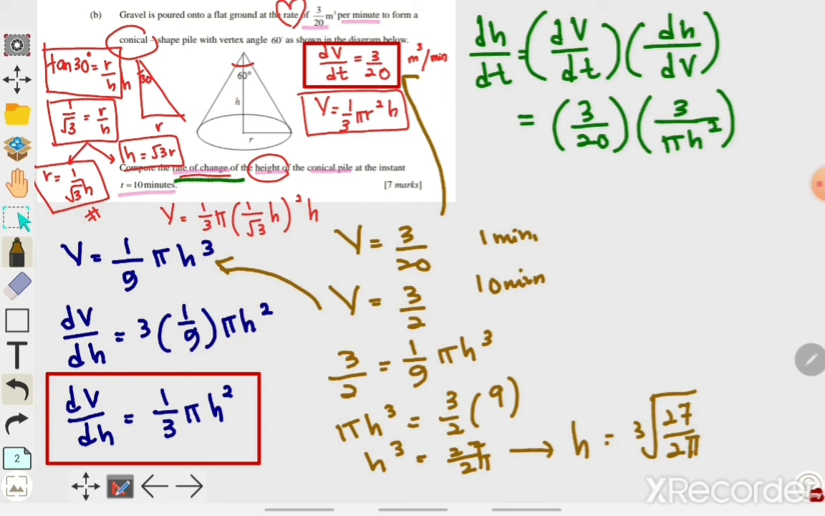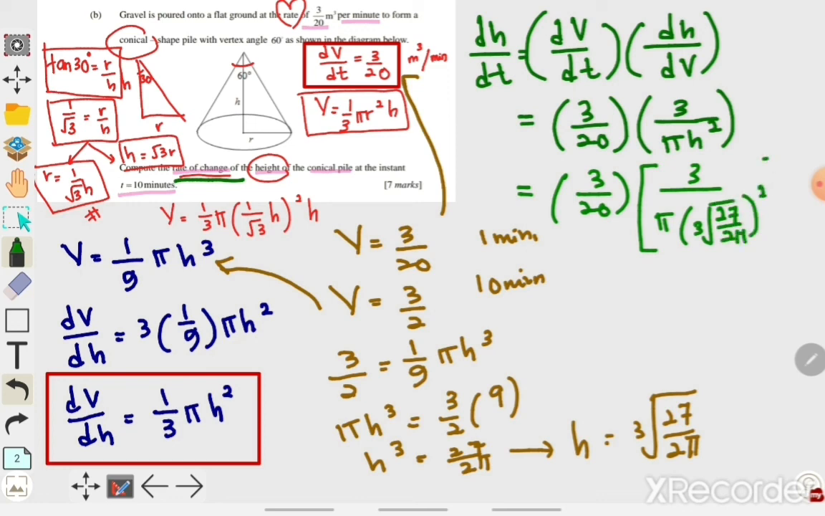Let's substitute this value into the green color. Equals 3 over 20 times 3 divided by pi, where h is the cube root of 27 over 2 pi, squared, equals dh dt, 0.0542, in units where height is meters per minute. Done.